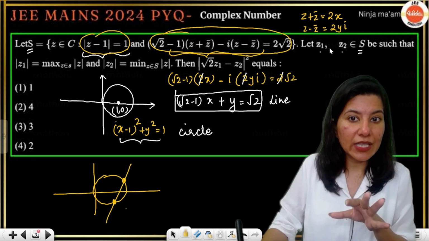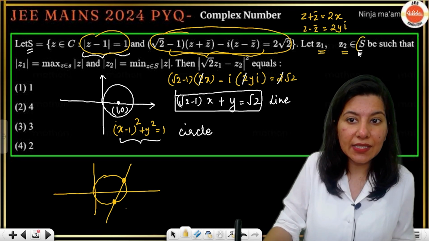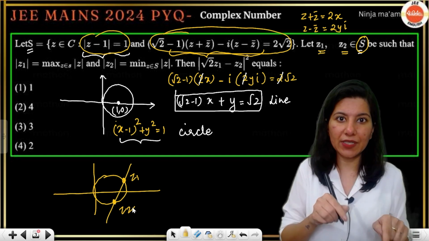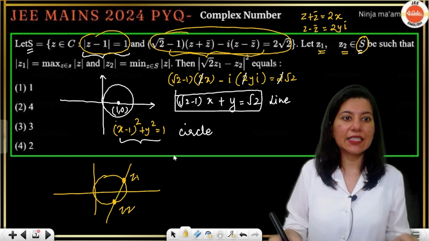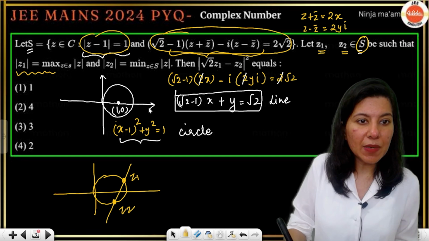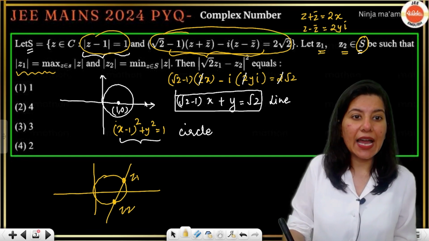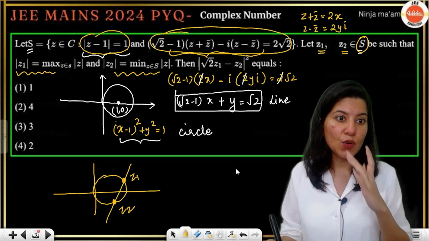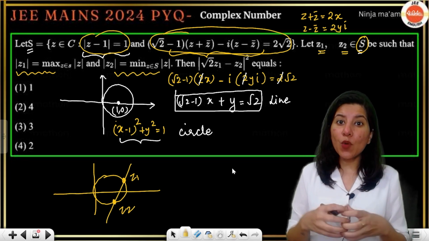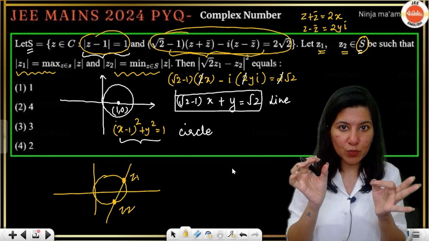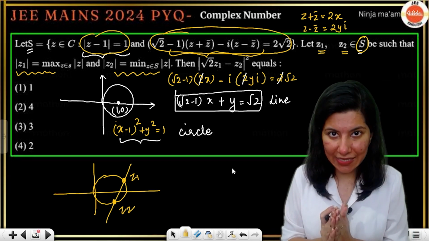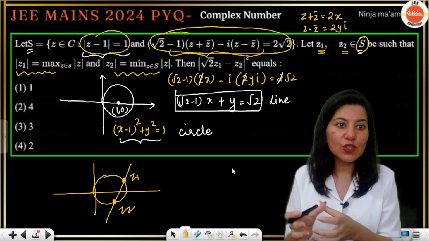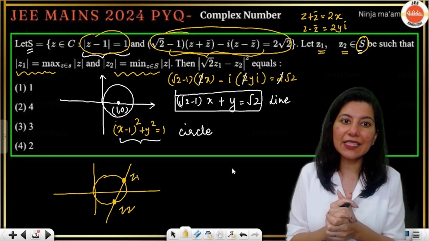Now the question also says Z1 and Z2 are in this set S. So this is Z1, this is Z2, 2 points, intersection of circle and line, such that Z1 is maximum of mod Z and Z2 is minimum of mod Z. Okay, all right. So there are 2 points. Both will have their individual modulus, right? So whose modulus will be maximum, that will be counted as Z1. Which modulus is minimum, that will be counted as Z2.